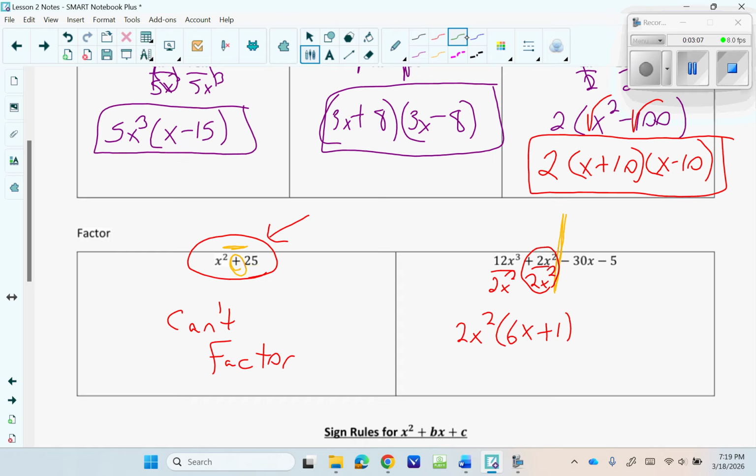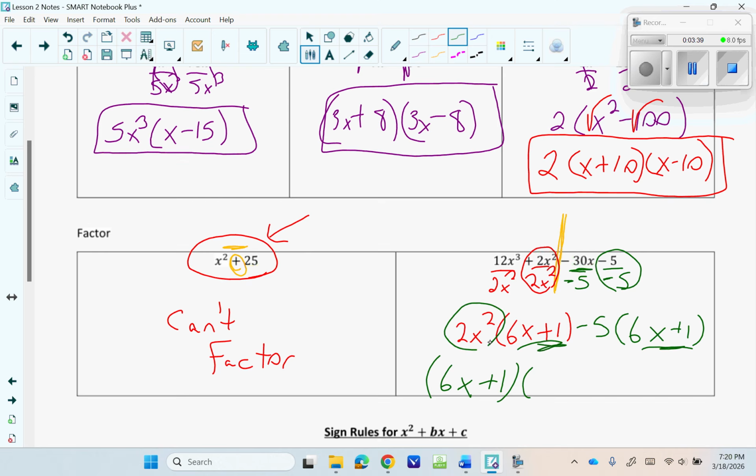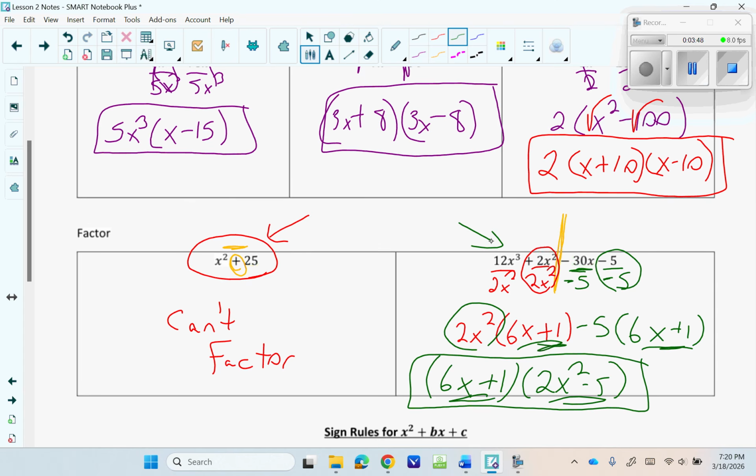Okay, now let's go over here. Notice that first term is a negative, so I'm definitely going to have to factor out a negative. And it looks like they both have a 5 in common. So this is my GCF that I'm going to pull out. Negative 30 divided by negative 5 is 6x. And then this is plus 1. So don't forget, these will always be the same. So that's going to be our GCF, 6x plus 1. And then what's left over is 2x squared minus 5. And so if I had to multiply these together, it would get me back to my original problem.